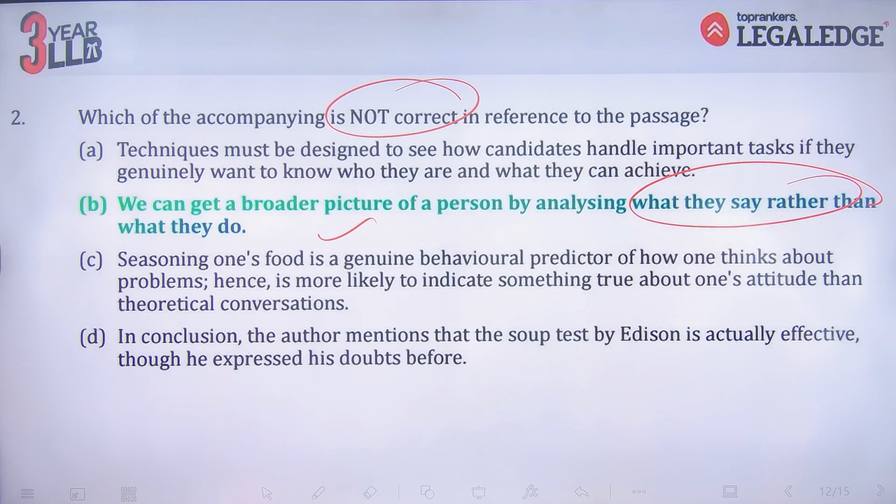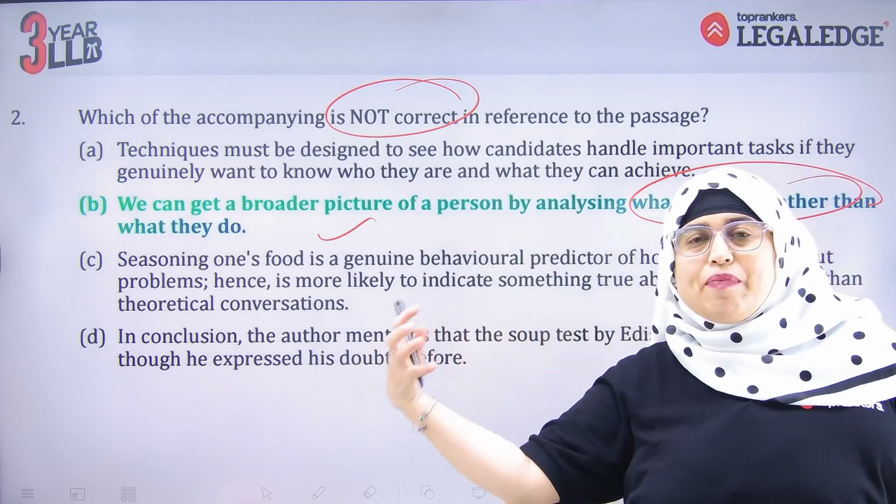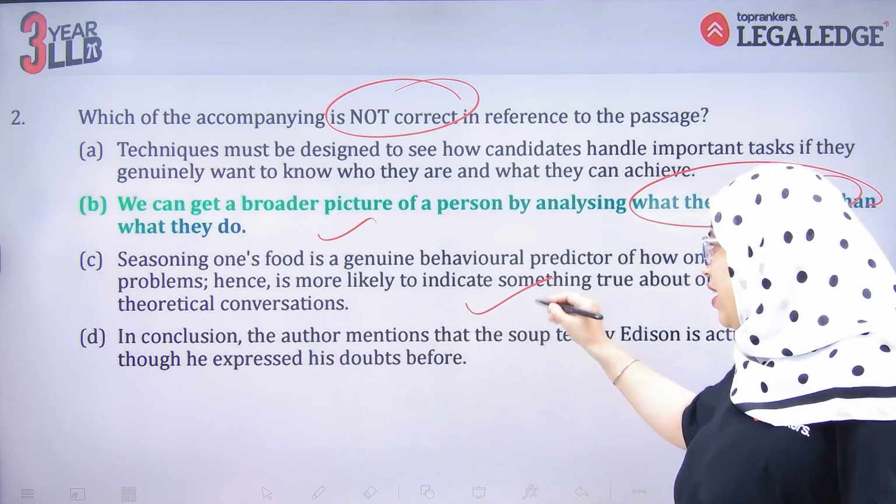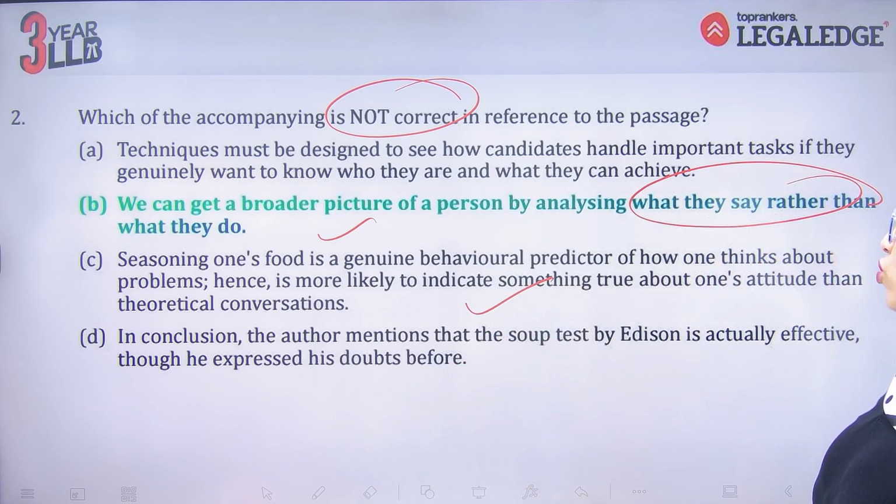Seasonings in one's food is a genuine behavioral predictor of how one thinks about problems and hence is more likely to indicate something true about one's attitude. ये तो आपके सूप टेस्ट जो एडिसन का था, जिसको ऑथर ने अप्रिशिएट करा है कि दिस इज वेरी अनयूजुअल एंड यूनिक वे. सो दैट इज डेफिनेटली गिवन इन द पैसेज. In conclusion, the author mentioned that the soup test by Edison is actually effective. Yes, passage में बोला गया है.